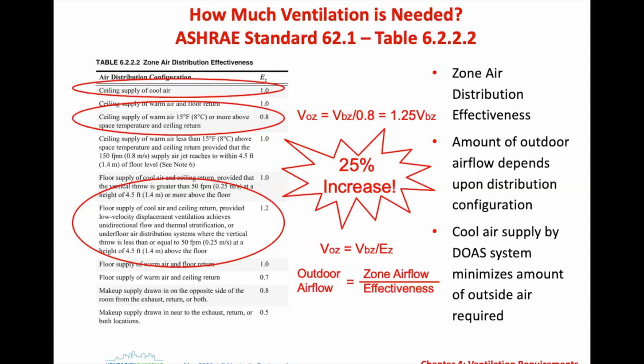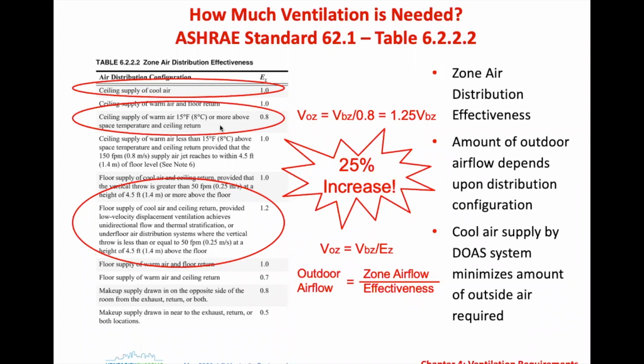Remember, ventilation is dilution of pollution. So if you're going to dilute that space, you want the air to mix very readily and then move through the space and then be exhausted. If it doesn't mix, if it creates clouds, stratification, and that's where you see, okay, let's look at this one. It's 0.8, not a good way to provide ventilation. Ceiling supply of warm air, 15 degrees Fahrenheit or more above the space temperature, and a ceiling return.